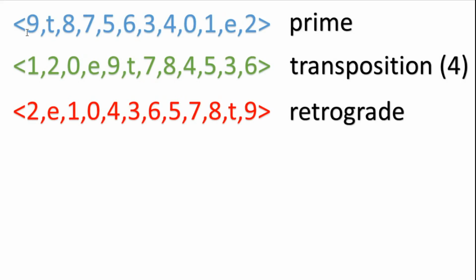For retrograde, we take the original prime form of the row and simply reverse everything. The retrograde reads forward as the prime does backwards: 2, E, 1, 0, 4, and so on.